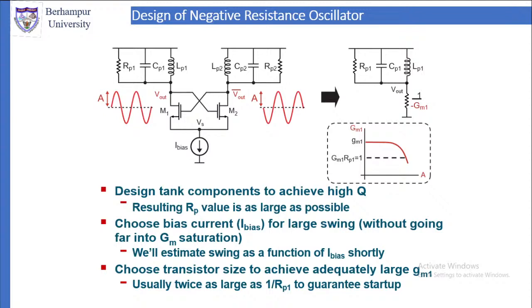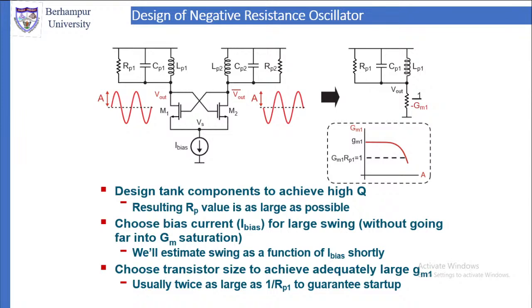And then come to the design part. Designing the circuit again, divide it into two parts. Look at the first part, the left hand part, and in the left hand part, what we have to ensure is that Gm1 into Rp1 is equal to 1. That is what we have to ensure. So design tank circuit components to achieve high Q values that will result in an Rp value which is as large as possible.